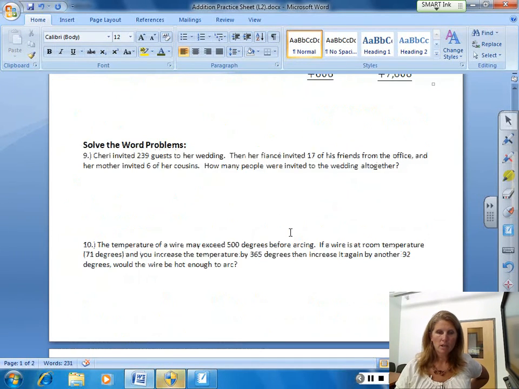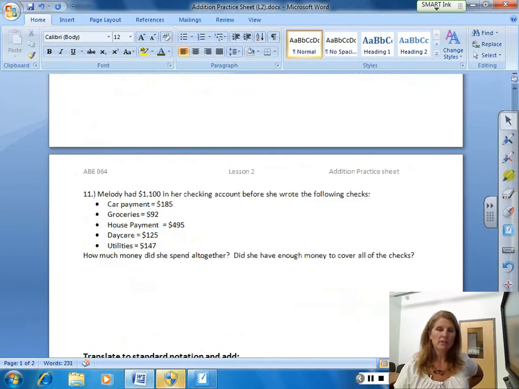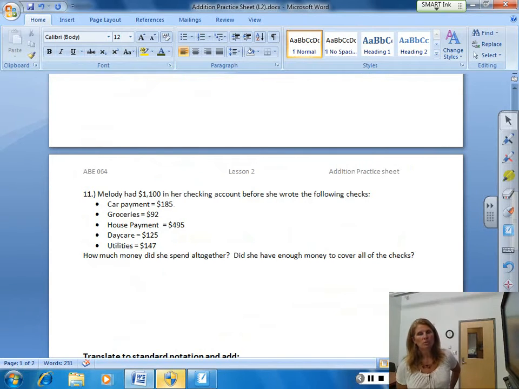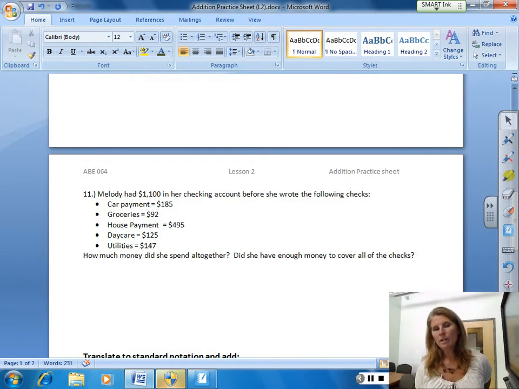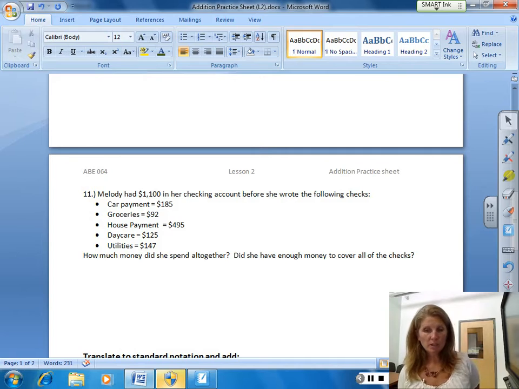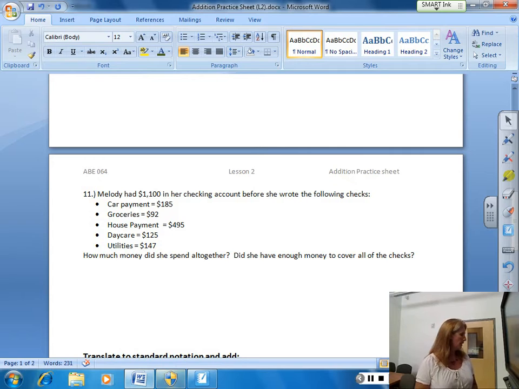Okay. Melody had $1,100 in her checking account before she wrote the following checks. A car payment for $185, her groceries for $92, her house payment for $495, daycare was $125, and utilities $147. How much did she spend altogether, and did she have enough money to cover all the checks? So how would you do that? Well, it's saying spend altogether. So you add all that up.